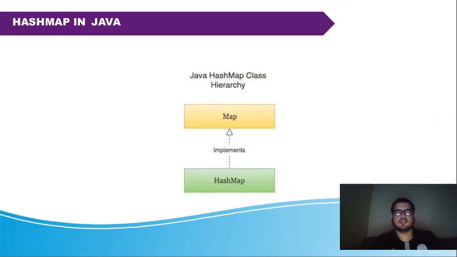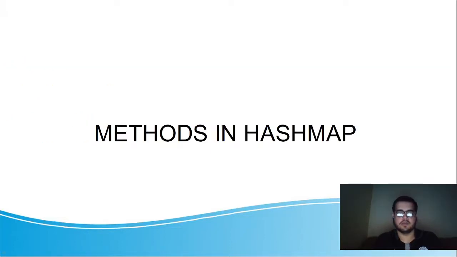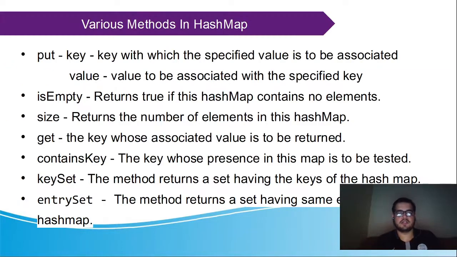In maps, I'm going to explain HashMap, which implements Map. A HashMap cannot contain duplicate keys. Java HashMap allows null values and a null key. HashMap is an unordered collection and does not guarantee any specific order of elements. Various methods are available like put, isEmpty, size, get, containsKey, keySet, entrySet.